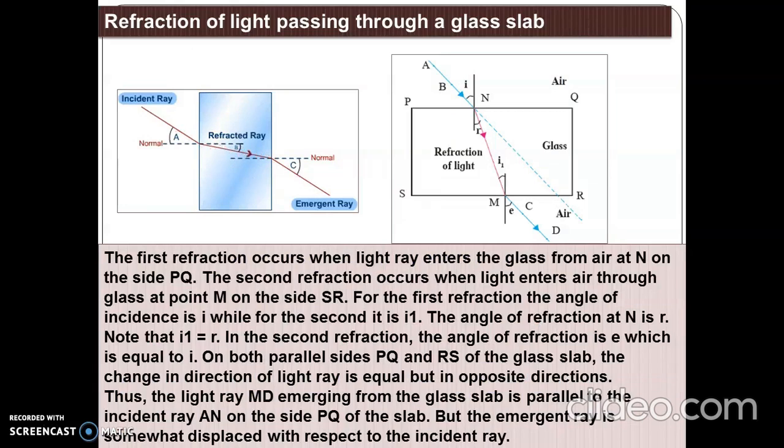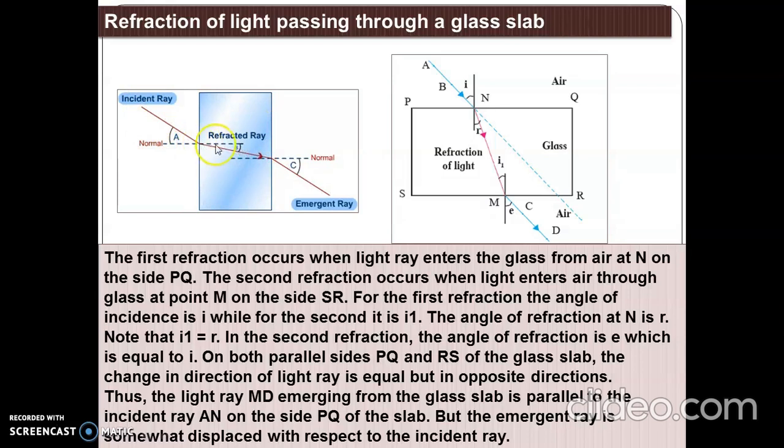Here we have taken a transparent medium, that is a glass slab, and our other transparent medium is air. As you can see, there are two diagrams. First, concentrate on diagram number 1. This is my glass slab. This is the incident ray. This is my normal. You can see that the incident ray is touching the glass slab.